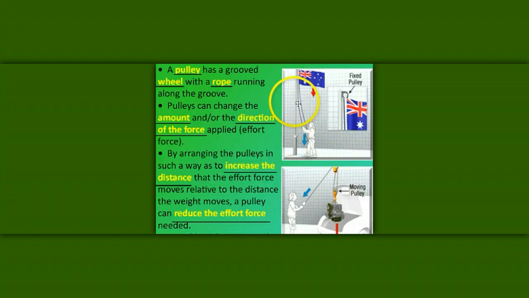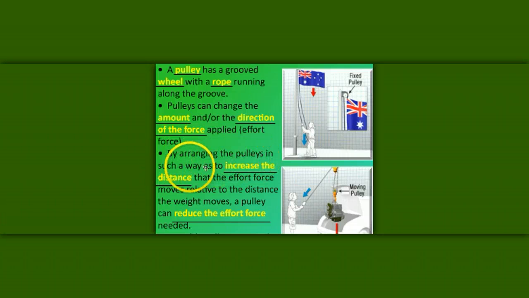Pulling down on one of the ropes on a fixed pulley allows the other rope to go up. So on a flagpole, you pull down with the effort arm or the effort force. Pulling down on one rope allows the other one to go up. So really all that a fixed pulley does is change the direction of your work. In order to get the flag up, she pulls down. It's very simple. So pulleys can change the amount and or the direction of the force, the applied effort force.